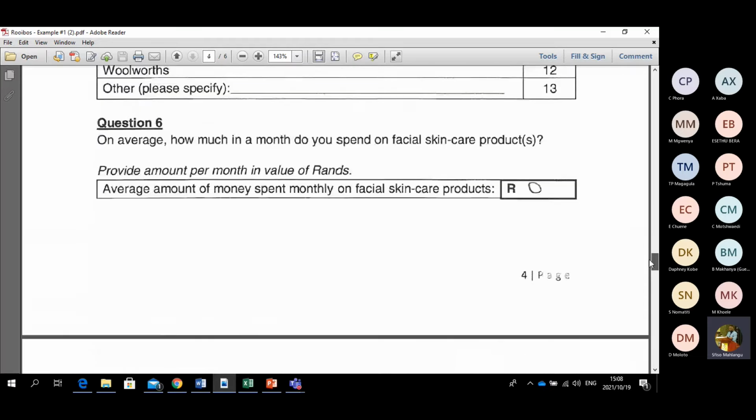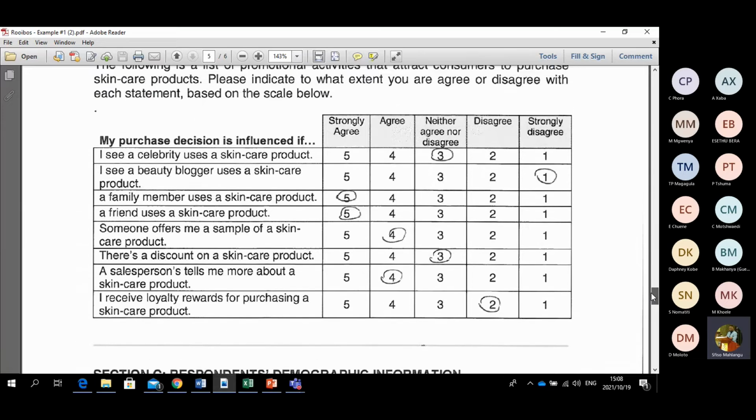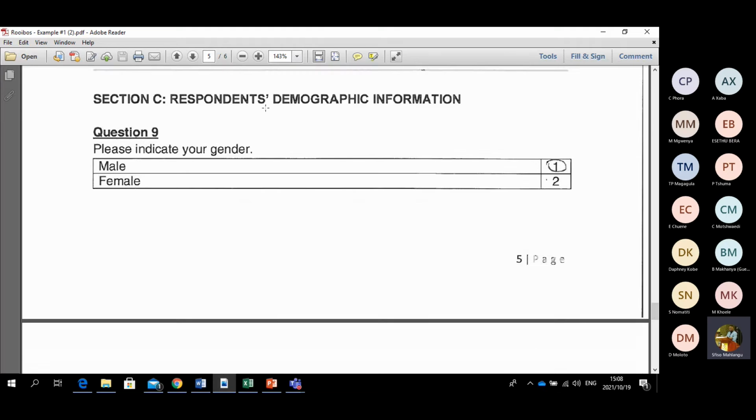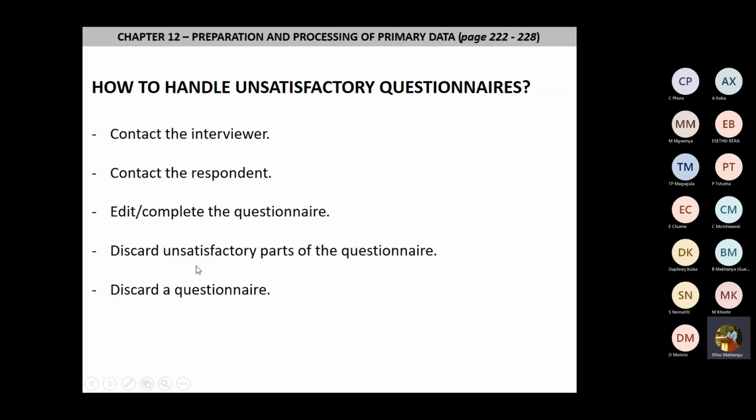So let's use that practical example. They completed the questionnaire and ended on the last question, which was question 8, and when it comes to question 9, respondent demographics, they completely left it out. If you look at these two options, discard unsatisfactory parts of the questionnaire or throw away the whole questionnaire, it is suggested that you use option number 4 because it makes more sense.